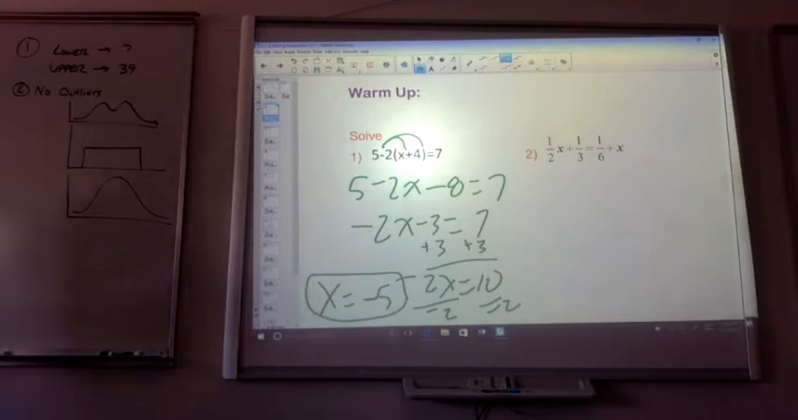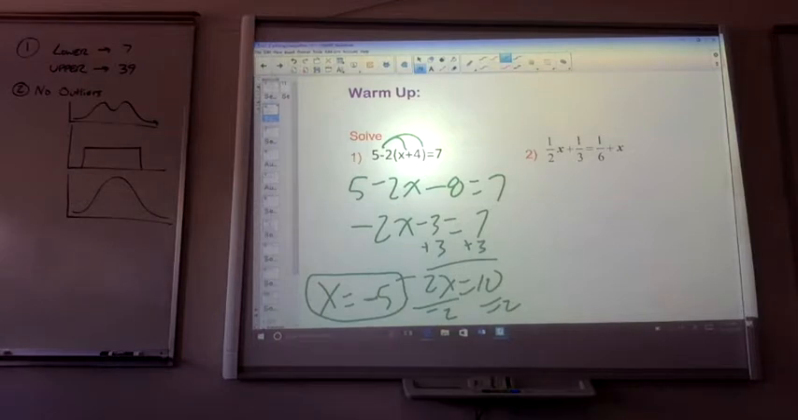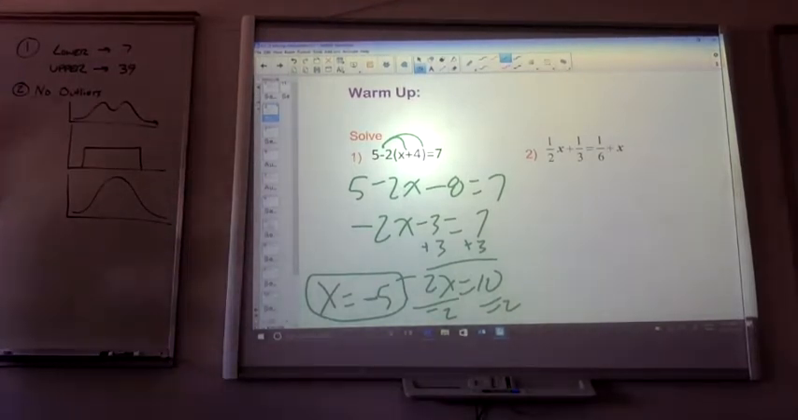Second problem, we want to clear the denominator. There's 4 terms. Would it be logical to multiply all 4 terms by something to get rid of all the denominators? What should I multiply all 4 terms by to get rid of the denominators? Yep. 6. So we'll go 6 over 1 here, 6 over 1 here.